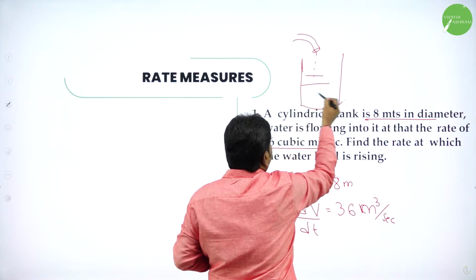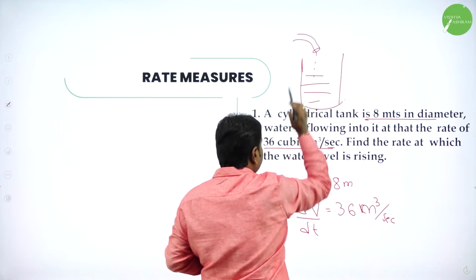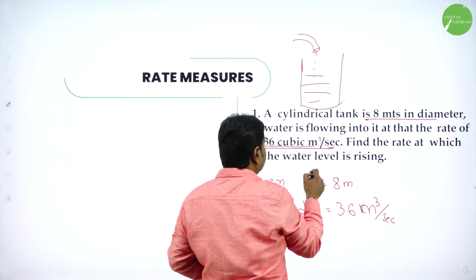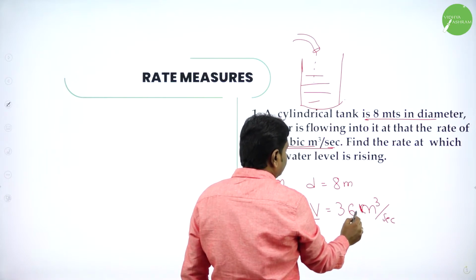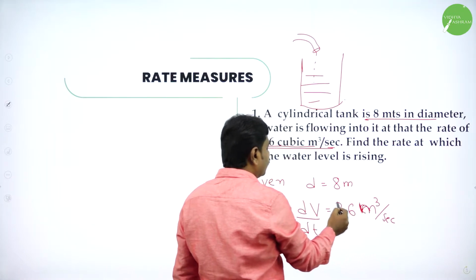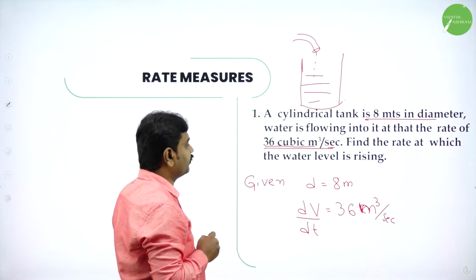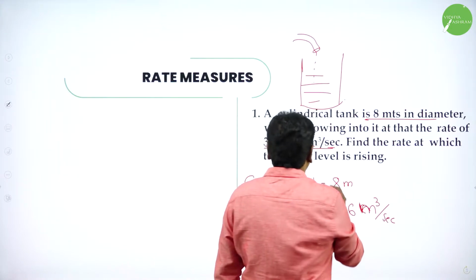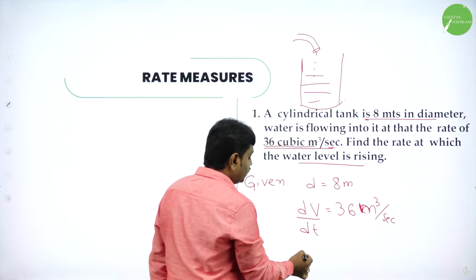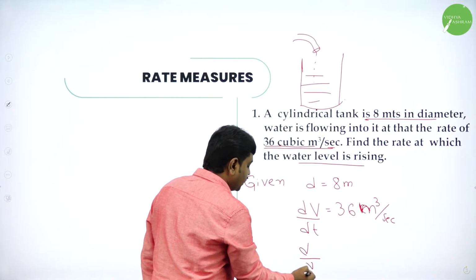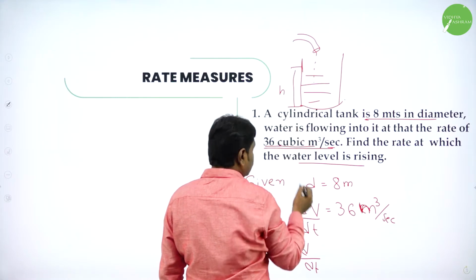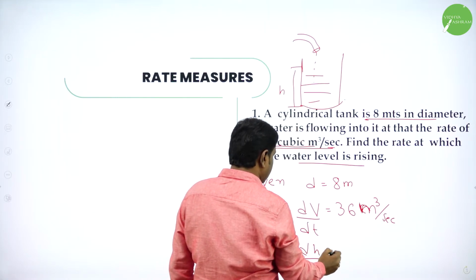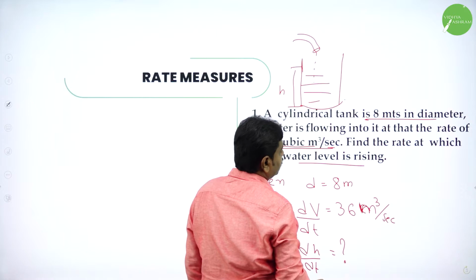Water is poured into it means volume increases. So 36 meter cube per second is the rate of change of volume. This is given. Find the rate at which water level is rising. Find the rate means d by dt. Level means what? Level means here to here. Level means height. Find the rate at which the height of water level increases. This is the question mark.